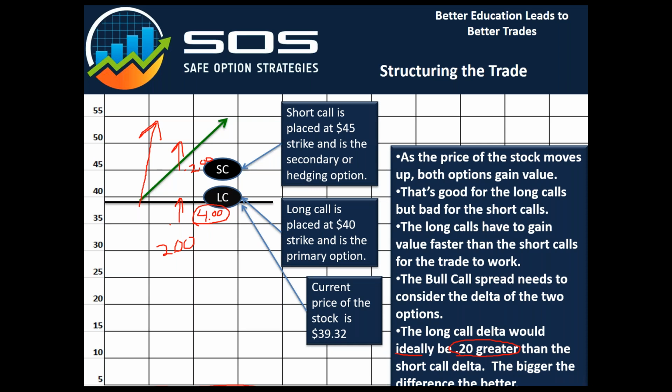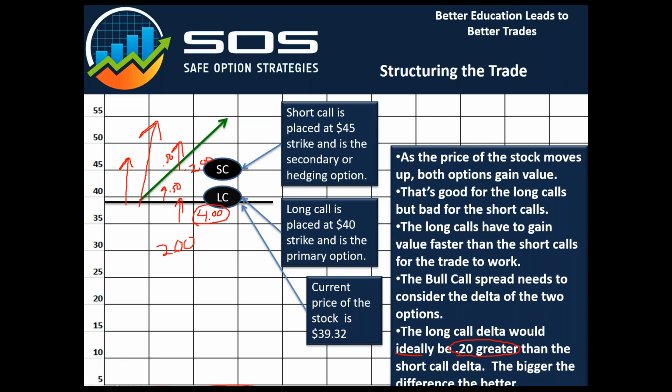The long call is going up in value. The short call is going up in value. Both of those things are happening. If they're increasing at the same speed, we're not making any money. If the stock moves up $1 and the long call moves up 50 cents in value and the short call moves up 50 cents in value, we haven't made anything. There's no profit being had here.